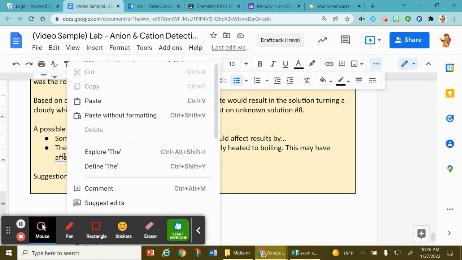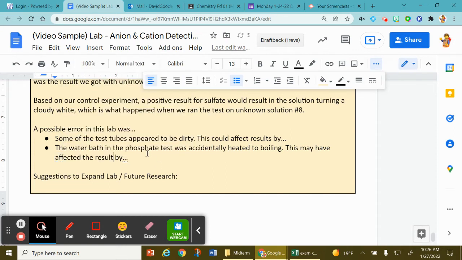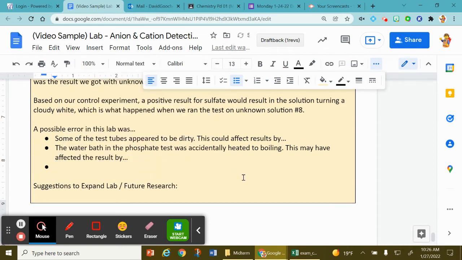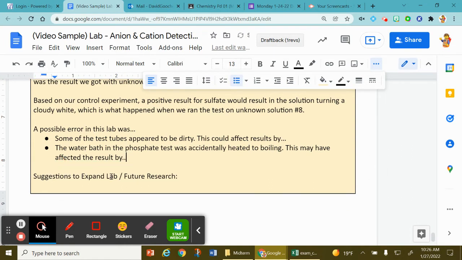So again, your goal here is to talk about errors. Maybe you couldn't find any error at all, in which case you could talk about a possible error. A possible error in this lab was that there was a likelihood that there were contaminants in, I don't know, the control solutions. Talk about contaminants. Talk about something. You can think about a possible error and come up with something.